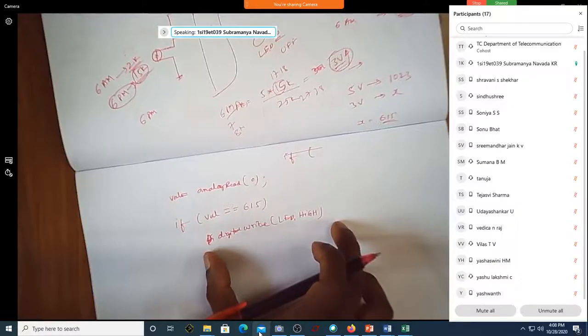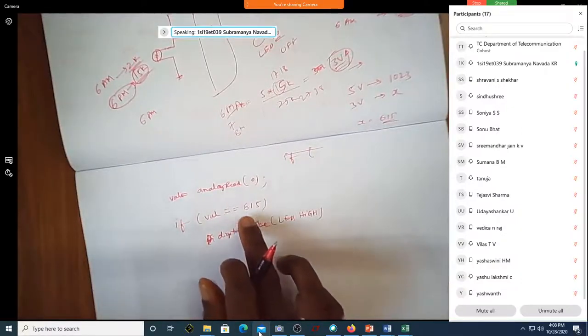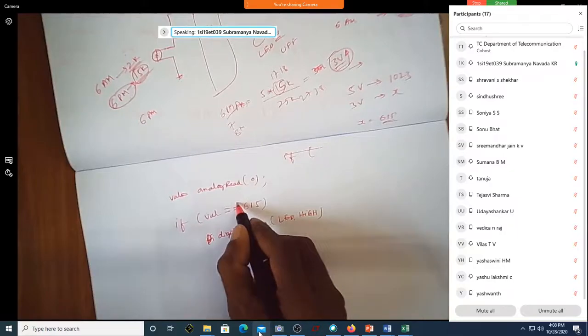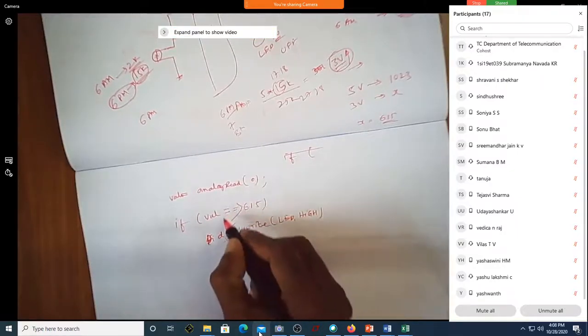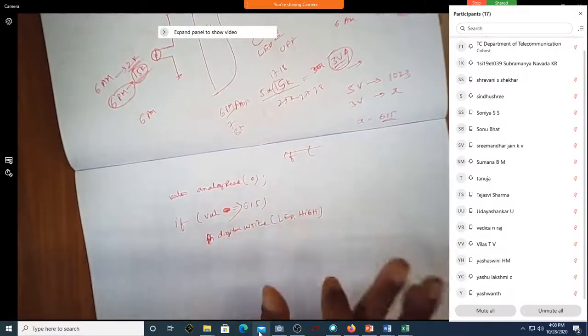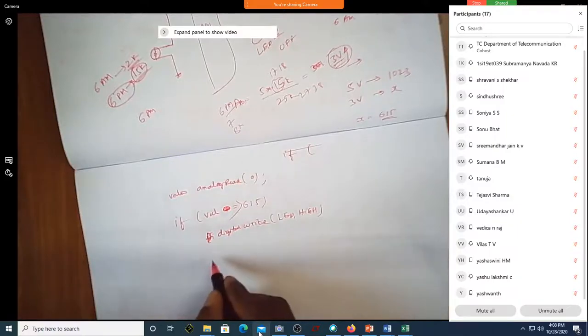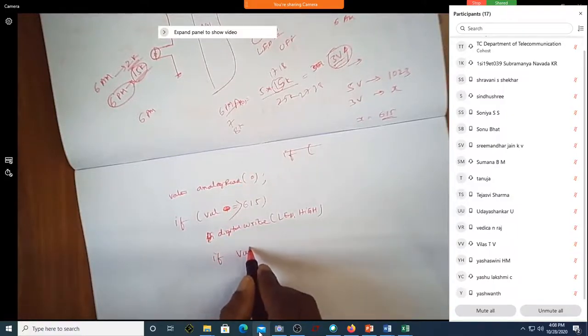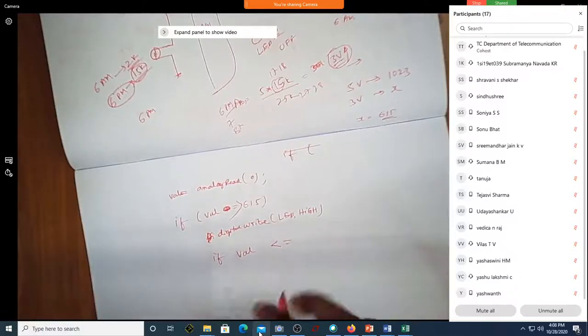For the given duration, sir. So okay, if it is equal to or greater than... Can I write? Yes, sir. Equal to or greater than? Then if val is less than or equal to what value should it go off?